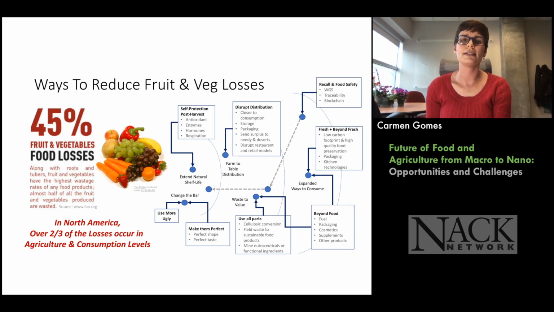So can we improve that? Can we track back the food properly and avoid it being distributed with problems before it gets to the consumer? So use traceability, blockchain, whole genomic analysis, fresh and beyond fresh. Can we improve low carbon footprint and high-quality food preservation? So maybe do some, as we talked about yesterday, taxation for materials that have high carbon footprint, packaging, kitchen technology. Can we improve that?